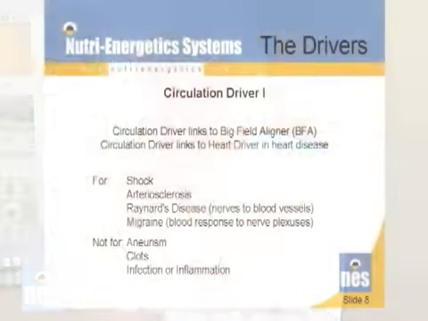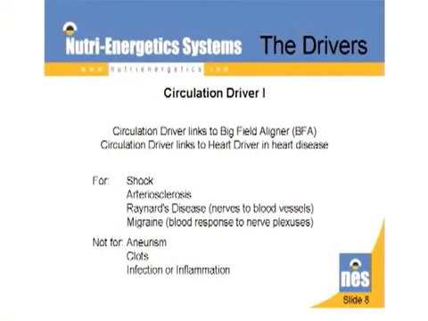Migraine, because it's the blood pressure changing in response to nerve plexuses behaving wrongly. You do not use circulation driver for aneurysm, impending clots, infection or inflammation. The idea is it's simply about the propulsion. In other words, it's there to assist the heart in managing the blood circulation.